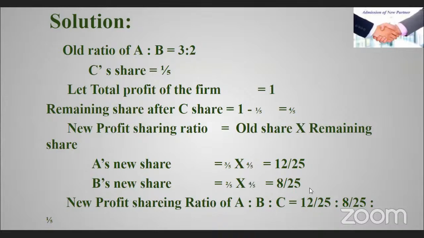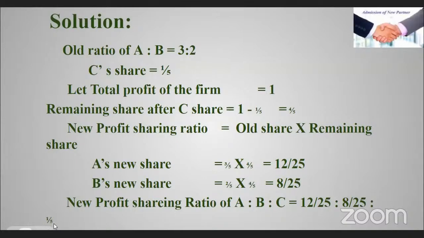So A is 12 by 25, B is 8 by 25. That means, what is C's share? 1 by 5. So A is 12 by 25, B is 8 by 25, C is 1 by 5. In order to make equal fractions, we convert C also into an equal fraction. What is the denominator for A and B? 25. So can we convert C also to 25?